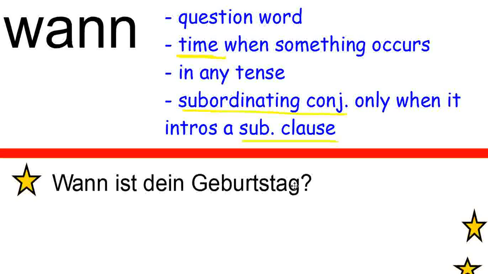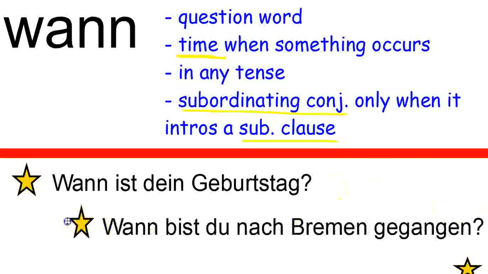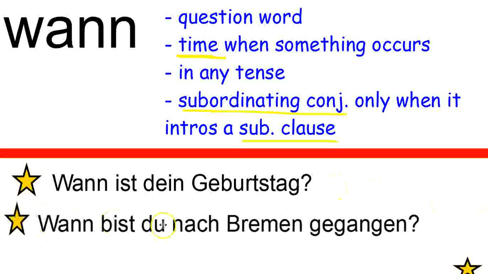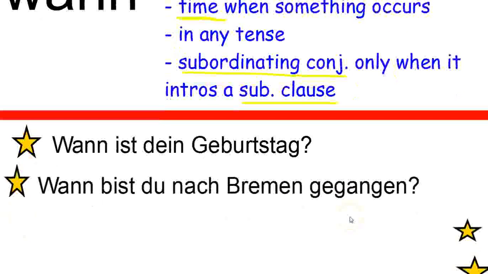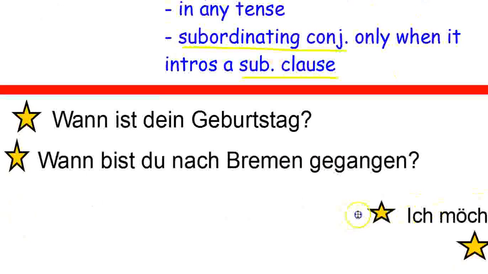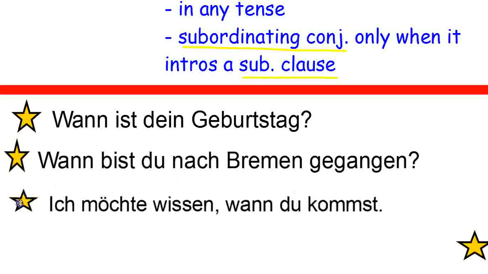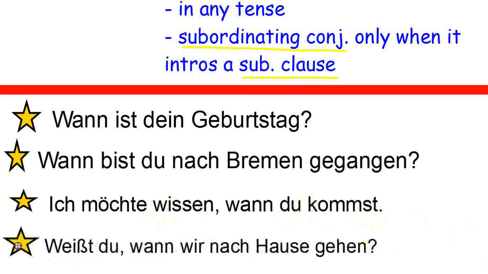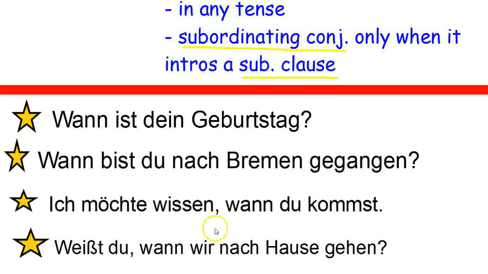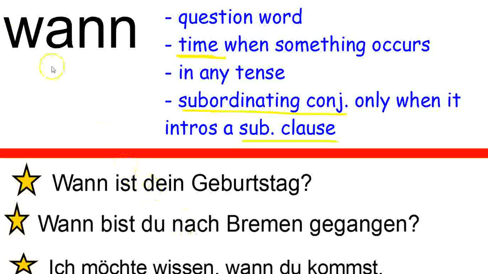When is your birthday? Question word, dealing with time. Wann bist du nach Bremen gegangen? When did you go to Bremen? Here as a subordinating clause, ich möchte wissen, wann du kommst. I want to know when you're coming. And also in a question, you can say, weißt du, wann wir nach Hause gehen? Do you know when we are going home? So a few little instances of wann. So als, wenn, und wann.